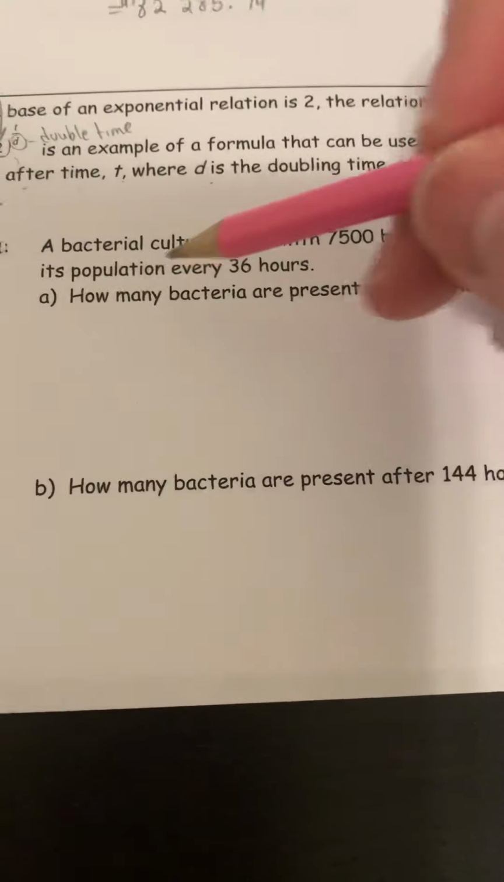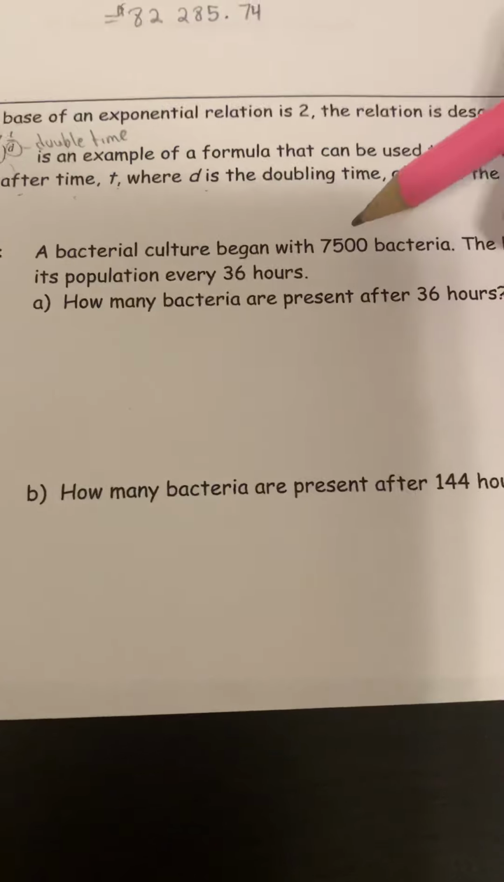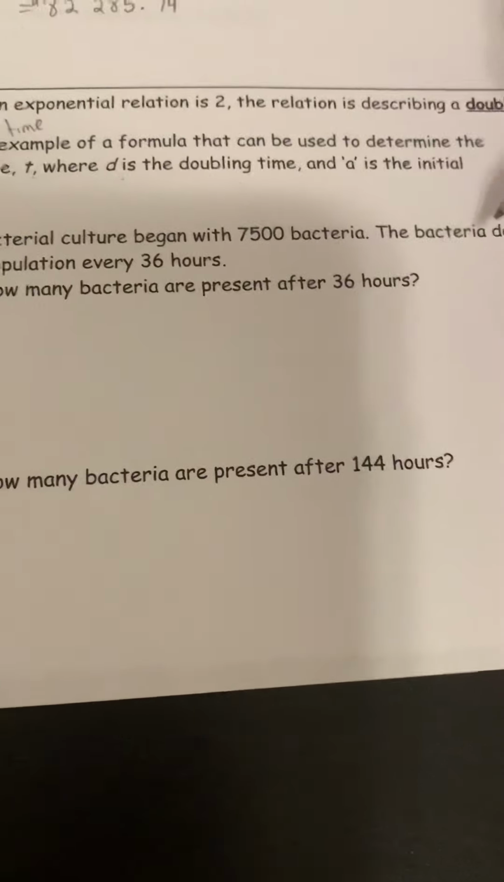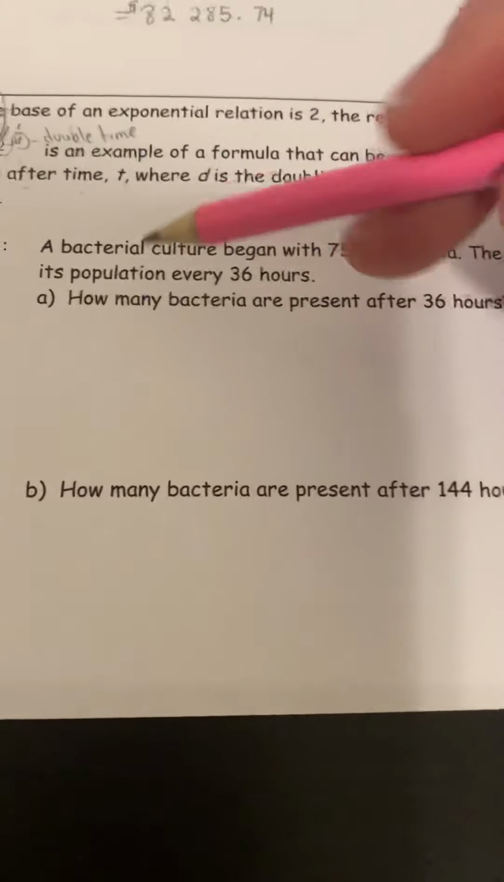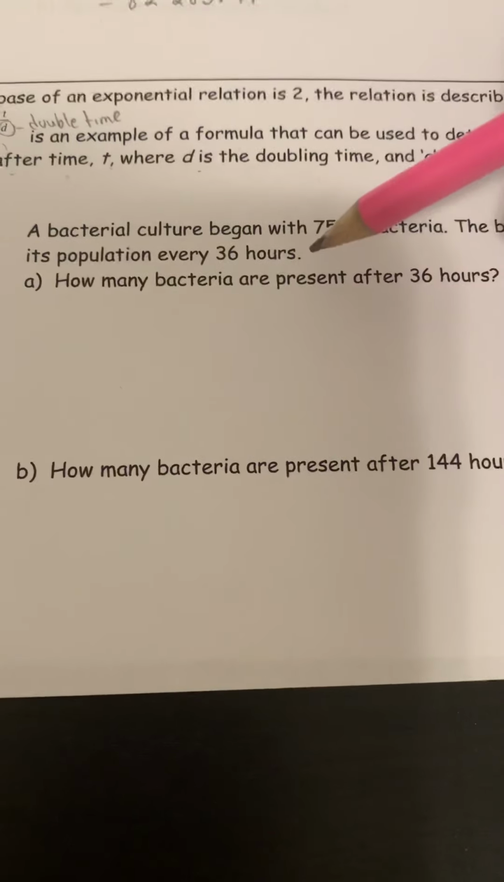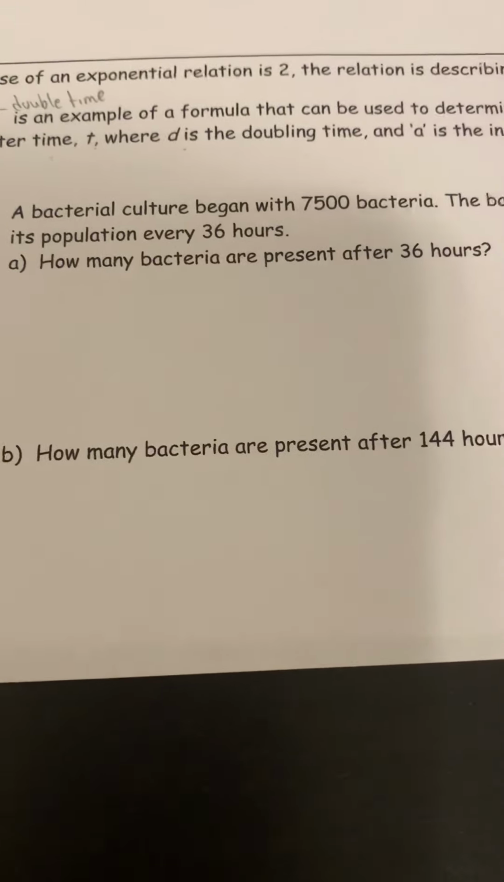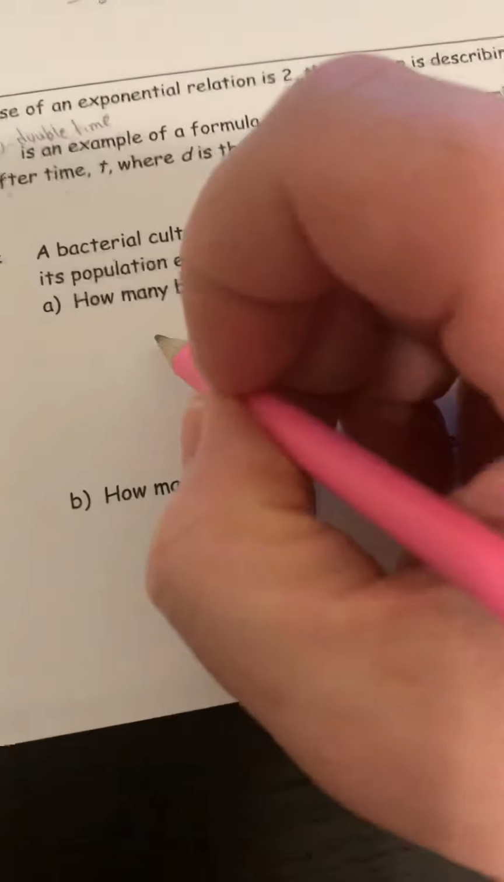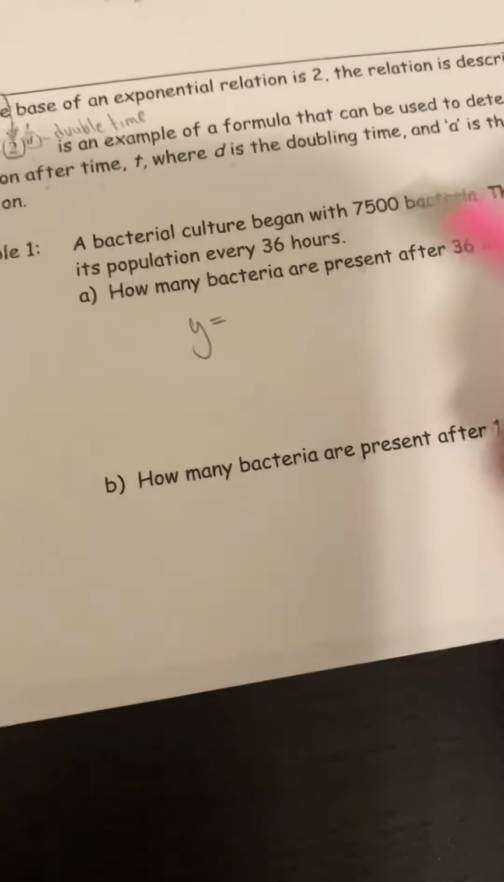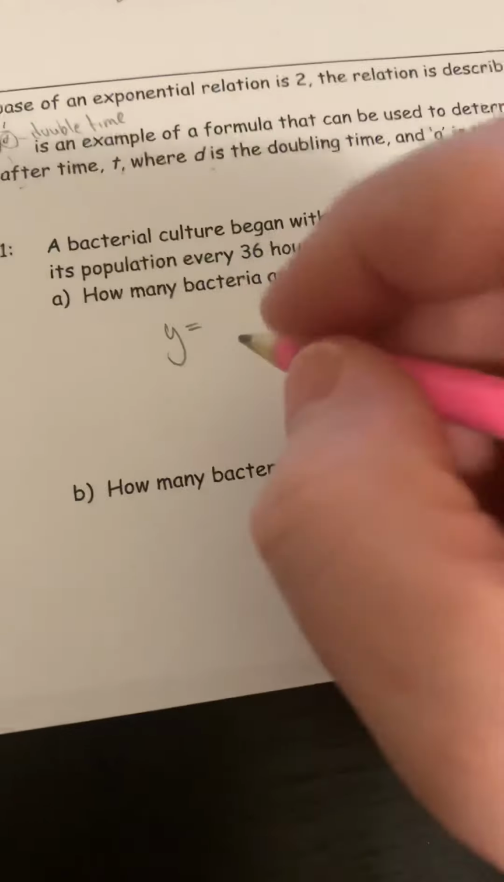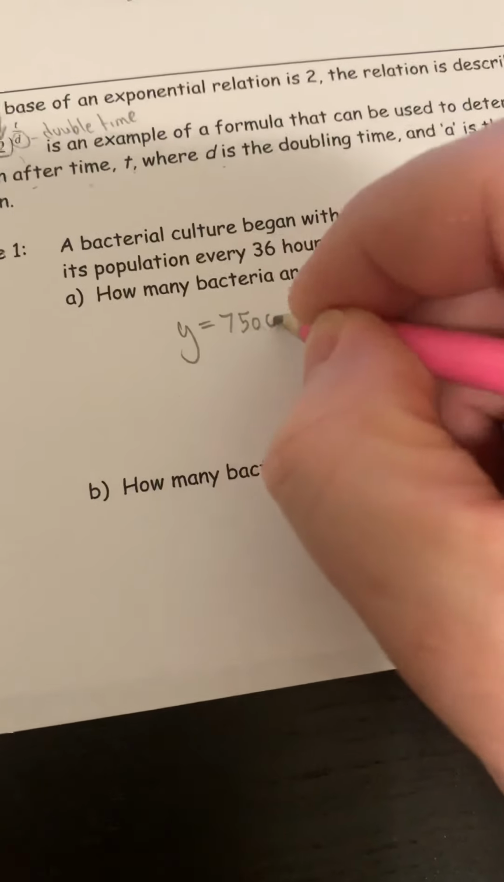Okay, so a bacterial culture begins with 7,500 bacteria. The bacteria doubles its population every 36 hours. How many bacteria are present after 36 hours? Okay, so we start: y equals our initial value or population, 7,500.